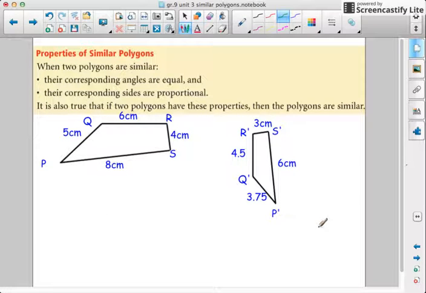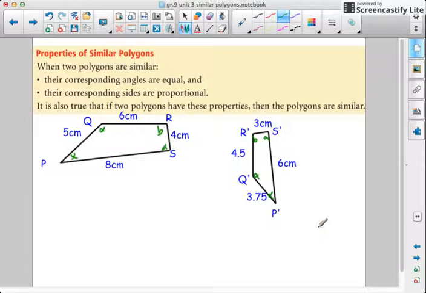So if we look at the properties of similar polygons, when two polygons are similar, their corresponding angles are equal. So this angle would match up with this angle, this one with this angle, this one with this one, and this one with this one. So the corresponding angles have to be equal. Corresponding sides have to be proportional, meaning that they would have the same scale factor.